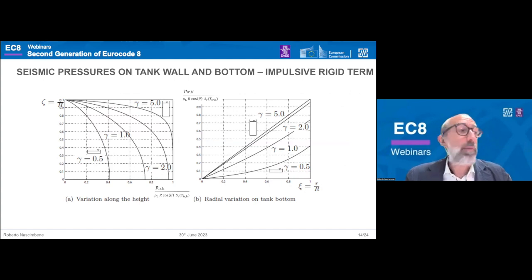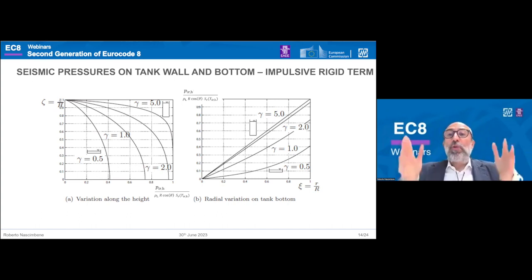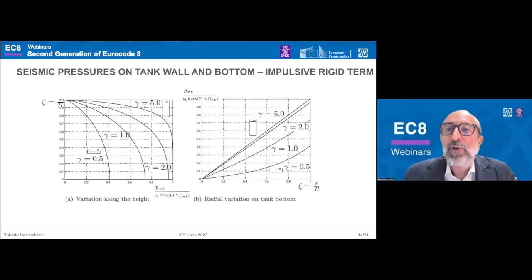This is a graphical representation of what we were representing before. On the left side is the distribution of the pressure over the height of the tank filling level. The more slender the tank, here 5 of slenderness, the more uniform the distribution of the pressure, quite close to a rectangular shape, because more or less all the mass in the tank participates in the impulsive rigid movement. The more squat the tank, 0.5 of slenderness, the less the impulsive pressure.